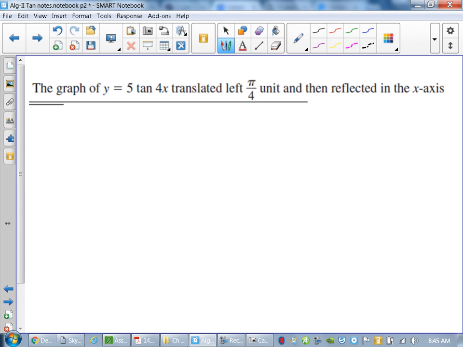Translated and reflected. What does it mean to reflect something over an axis? You turn it. Okay. What does a tangent graph look like? If A is positive, you're dancing up. If A is negative, you're dancing down.